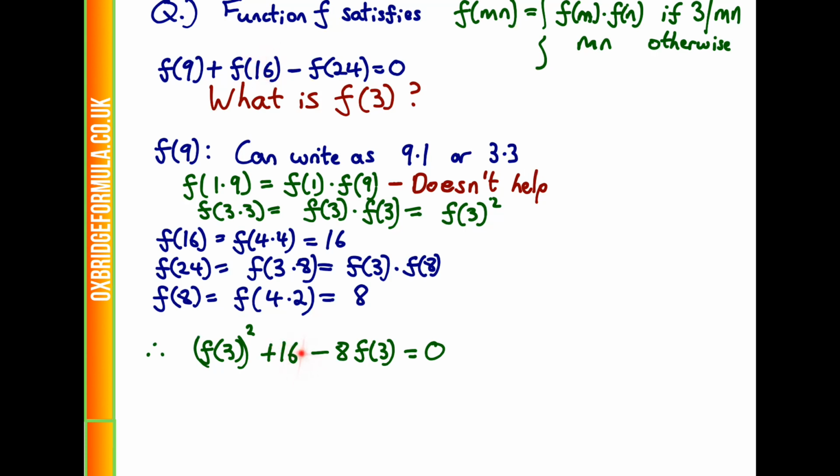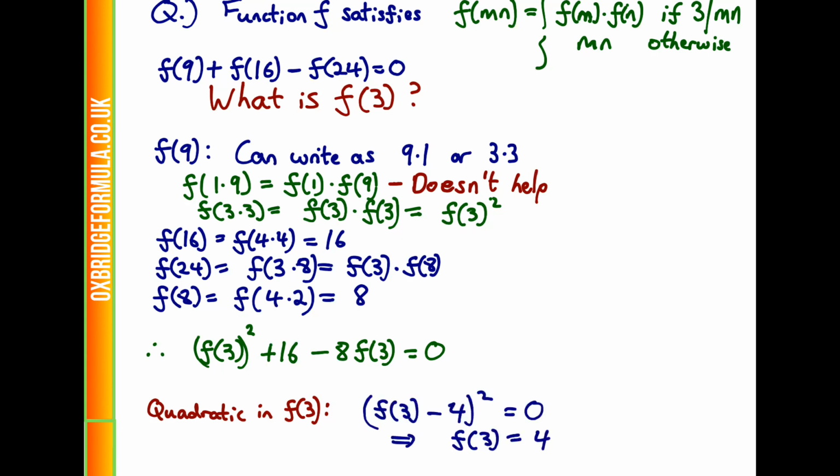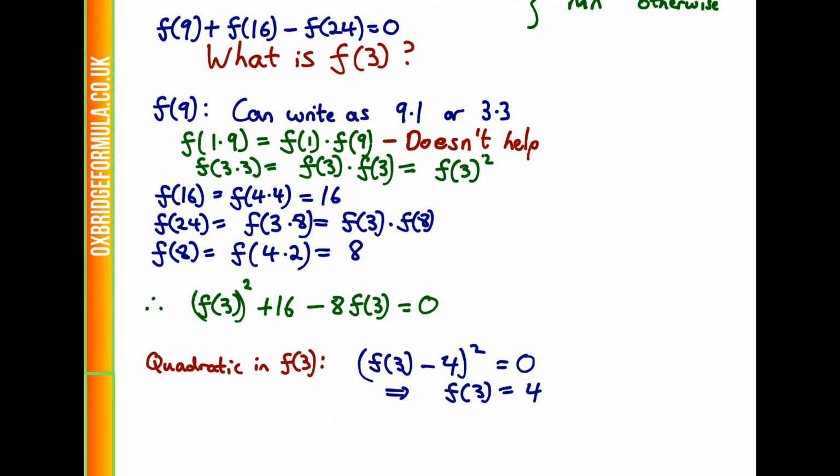f of 16 is still 16, and f of 9 is f of 3 squared. So you have this expression here. Now what do you notice about this? Well, this is a quadratic in f of 3, so we can solve this by factorising or using the quadratic formula. By factorising, you get that this is equal to f of 3 minus 4, all squared, equal to 0, which gives us that f of 3 is equal to 4, and that is our only solution, as it's a repeated root, which gives us that our answer is 4.